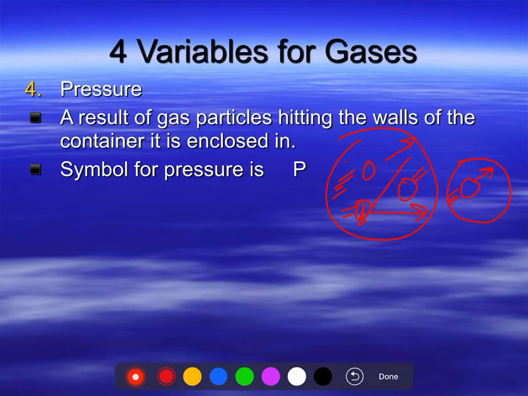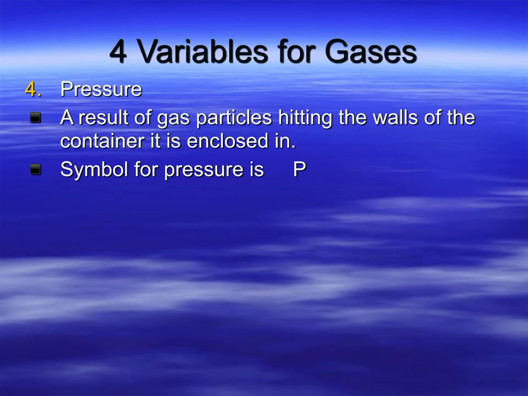It only has to travel to here, where before it had to travel all the way across. Now it just travels these short distances, so again, it hits the side of the container more often, causing more pressure. The symbol here is a capital P, not a lowercase p, but a capital P.